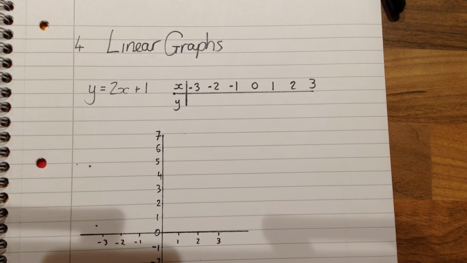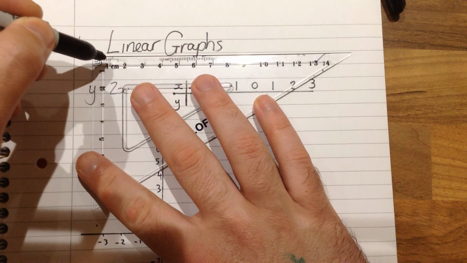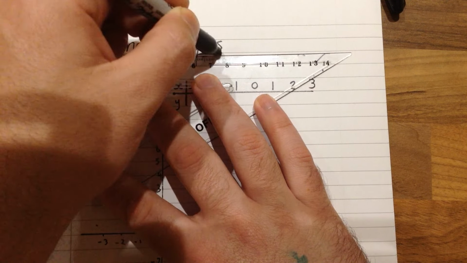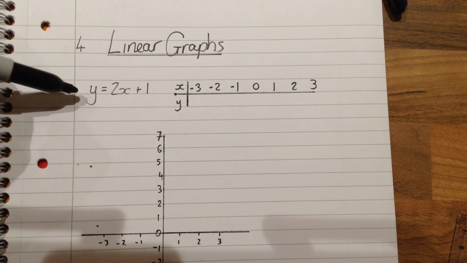This lesson is all about linear graphs. If you can get your title, grade and date into your book, making sure you've underlined your title. What you'll be given in an exam is something like this.